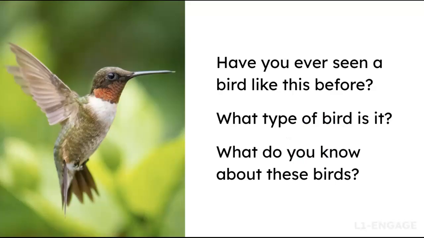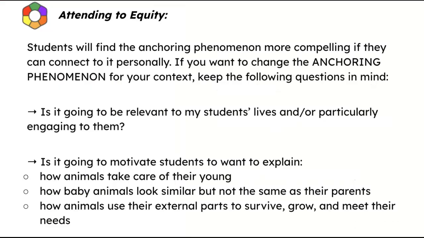You'll begin the unit and the Lesson 1 Engage portion by introducing students to the anchoring phenomenon. You'll show them an image of a ruby-throated hummingbird and ask them questions about what they may already know about the bird. Be sure to see the noted opportunity to attend to equity should the provided anchoring phenomenon not be compelling for your students. Students will find the anchoring phenomenon more interesting if they can connect to it personally. If you want to change the phenomenon for your context, keep the following questions in mind.